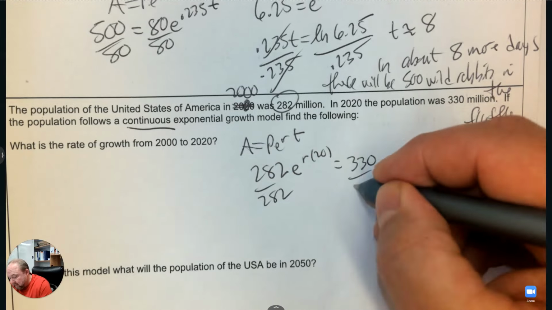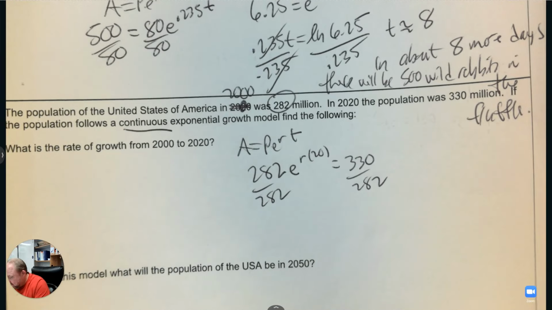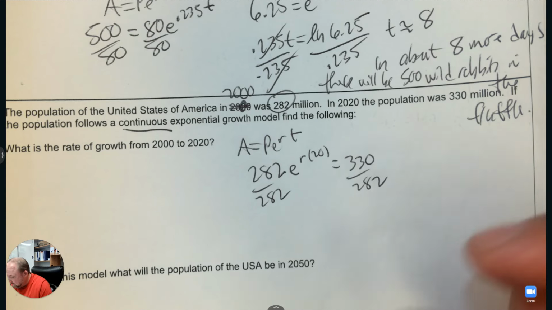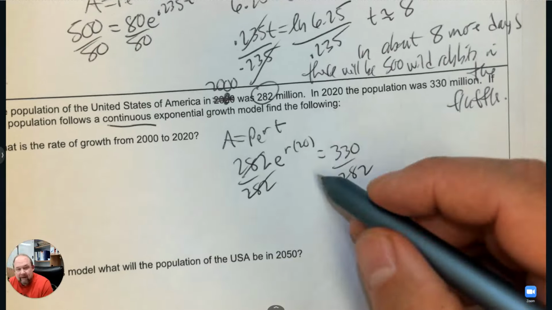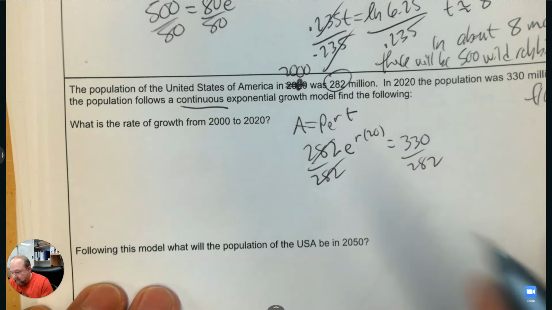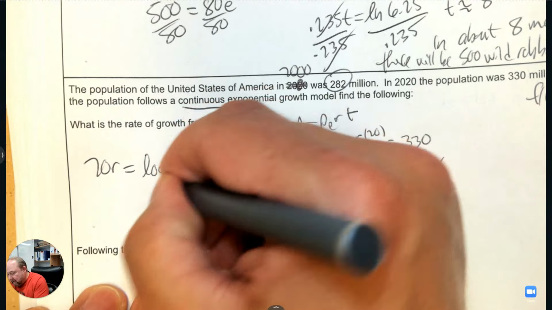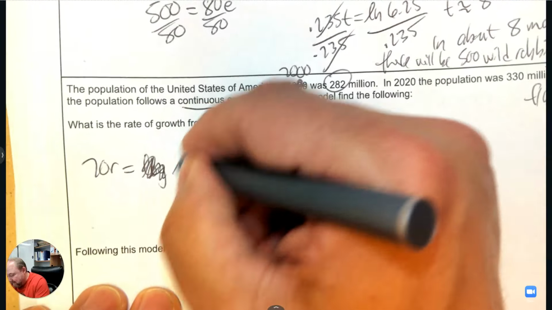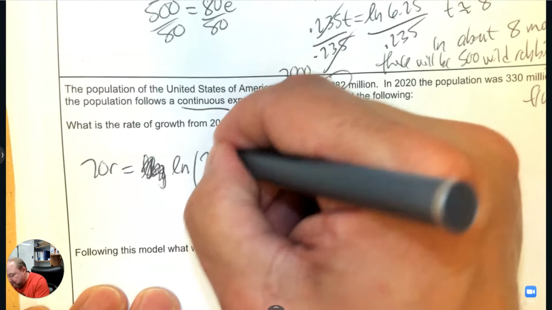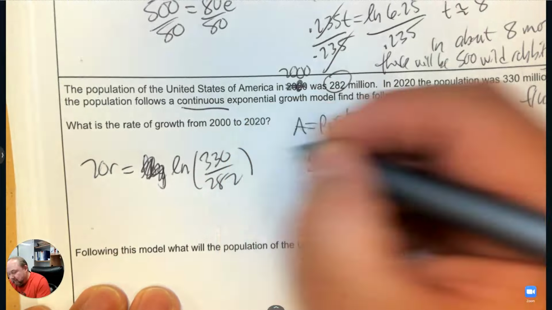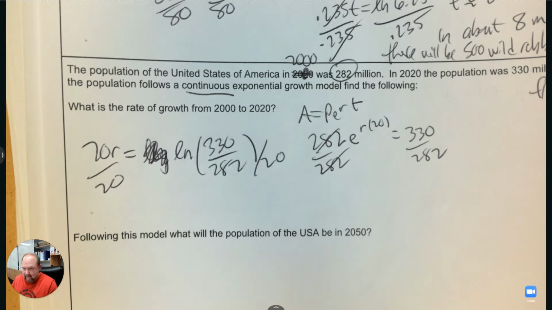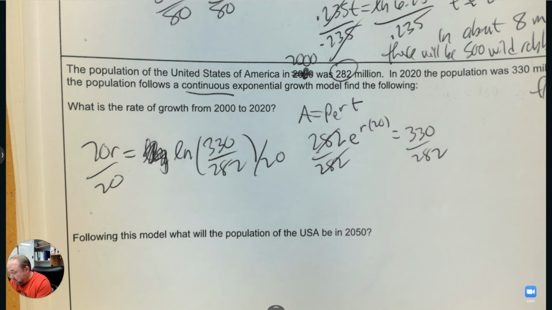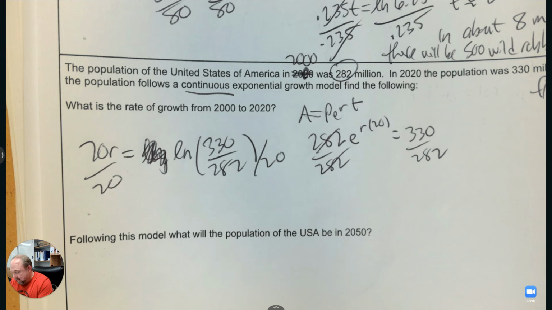So divide by 282. I think that's an ugly number. And you know what? I don't even care about simplifying it. I'm just going to leave it. And then I'm going to write this as a logarithm. So the exponent is 20r. The logarithm has a base of ln for e. And then what goes inside is 330 divided by 282. And then we're going to take that answer and divide by 20. That will give me the rate that the United States population is growing at. So ln 330 divided by 282, and then that answer divided by 20.